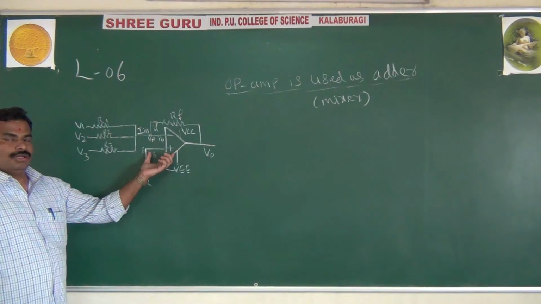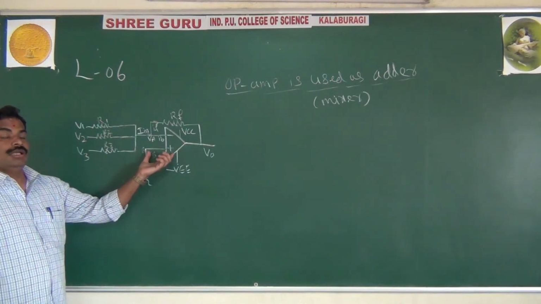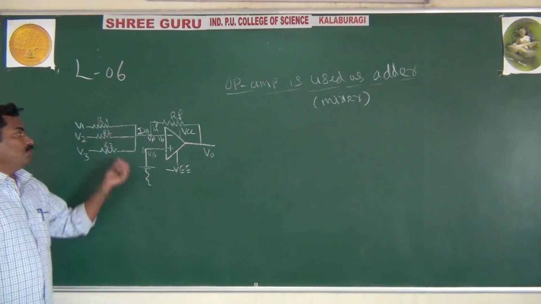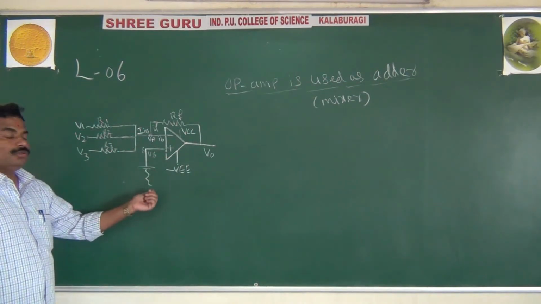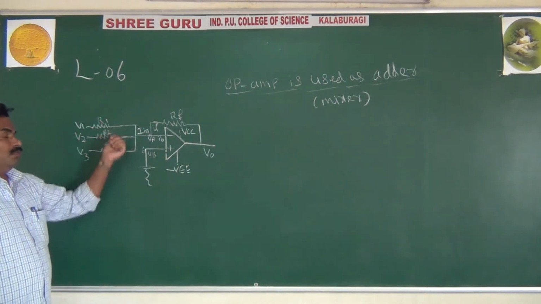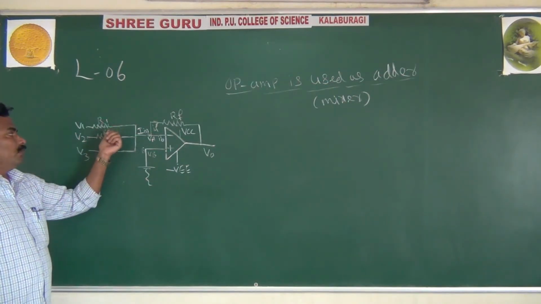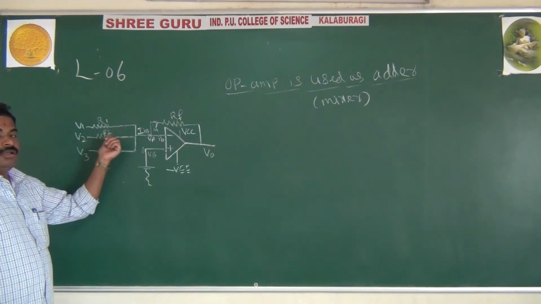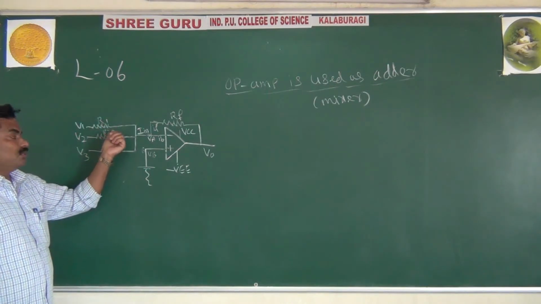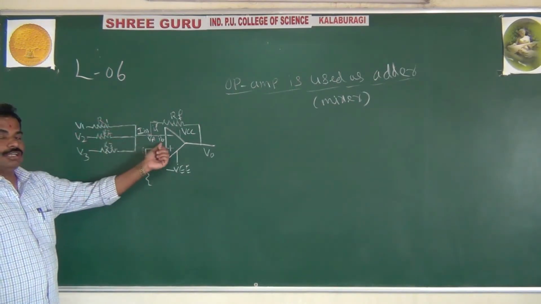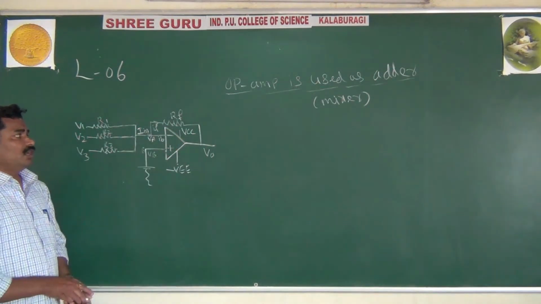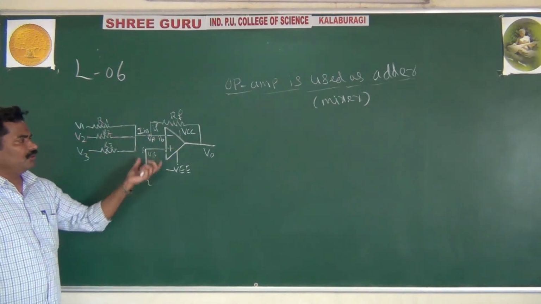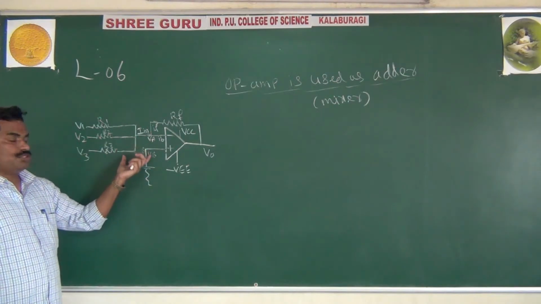As we know already, our op-amp is used as the adder. You are considering the inverting mode. Our inverting amplifier is used as the adder. It means make the non-inverting terminal ground and you can add the different voltages at the inverting terminal. You are considering V1, V2, V3, the different voltages, connected through R1, R2, R3, the resistors. Through the input resistances we are connecting the different voltages to the inverting terminal, and we are using RF for the feedback resistance. This is the simple construction of how your op-amp is used as an adder.